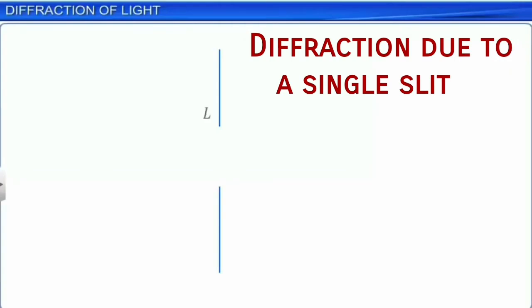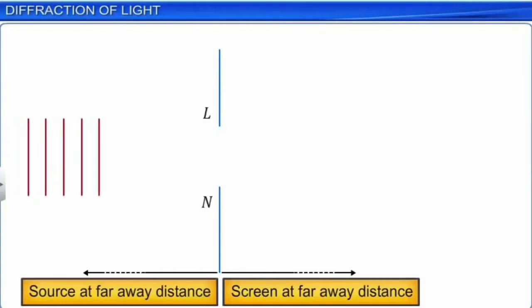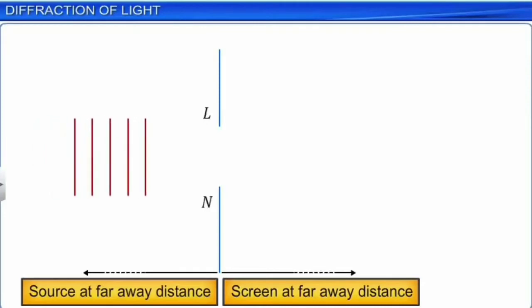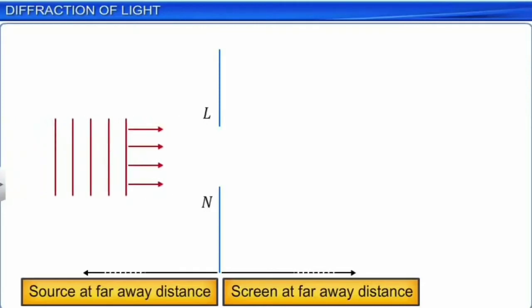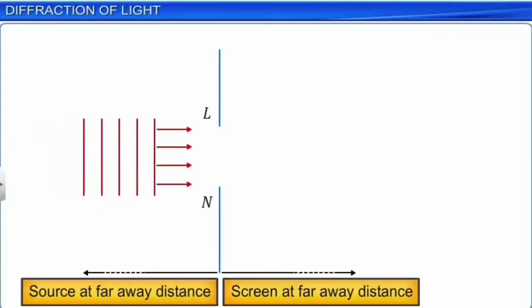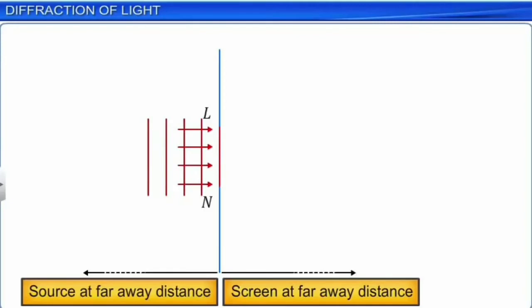Now let the width of the slit be a, that is LN is equal to a. The source and screen are kept at a far away distance from the slit, so that the light coming from the source can be assumed to be parallel rays and the wavefront can be assumed to be a plane wavefront. That means when the incident waves strike the slit, the wavefront is assumed to be a plane wavefront.